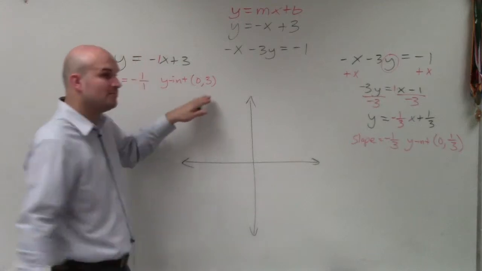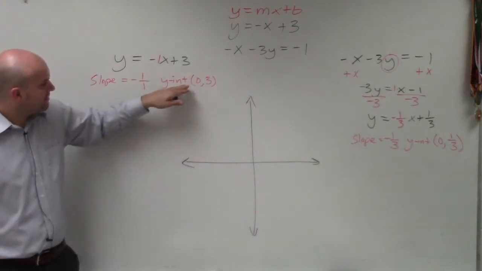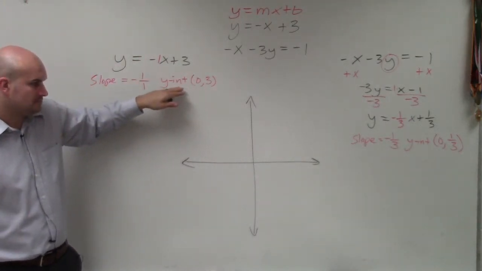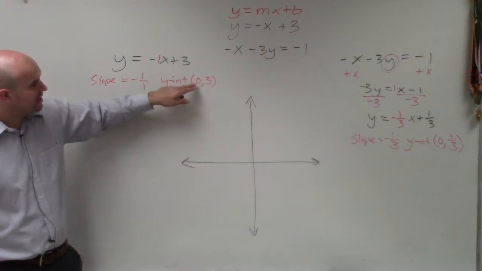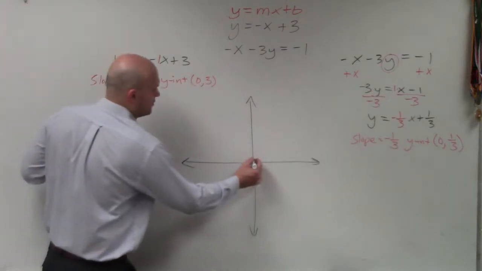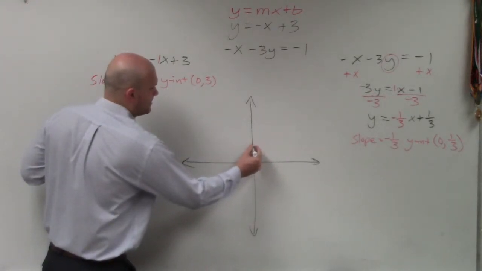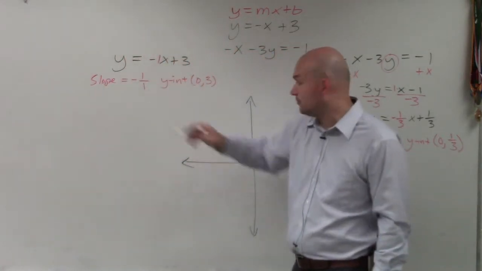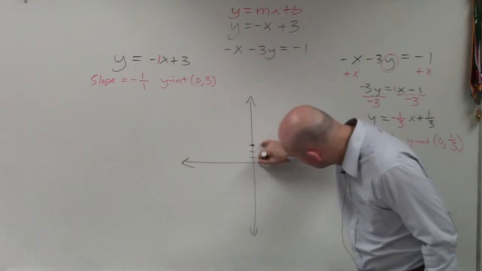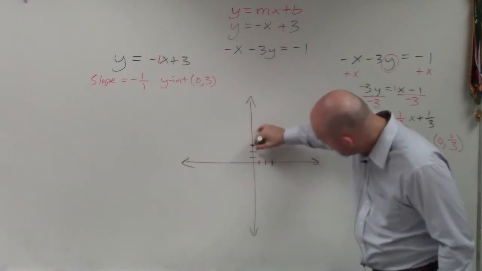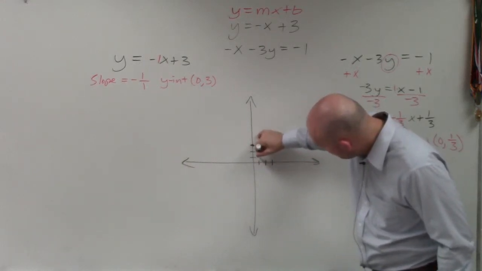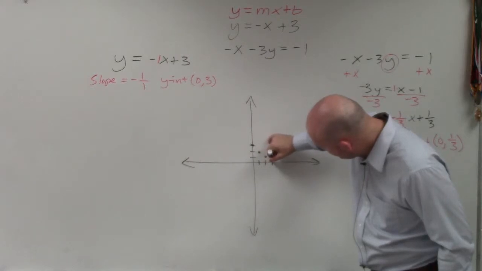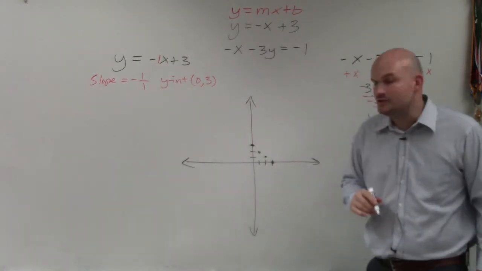Okay, so let's go and plot this point first. The first one I'm going to graph is 0, 3. So 1, 2, 3. Then I'm going to follow the slope as down 1 over 1. So I'm going to go down 1 to the right one, down 1 to the right one, down 1 to the right one.